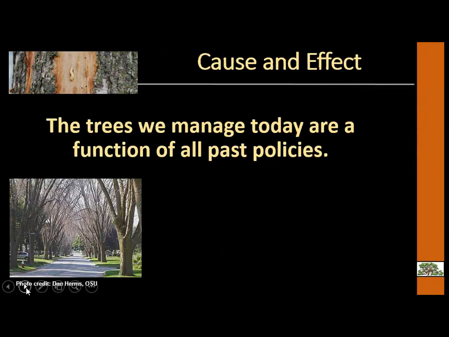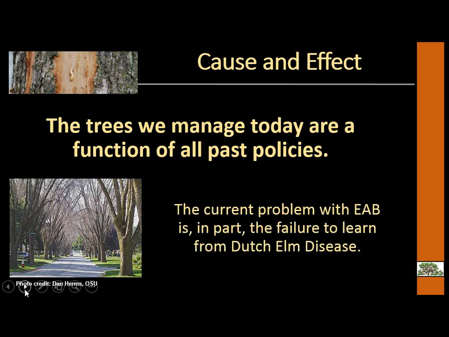spread throughout the state. So I said earlier, the trees we manage today are a function of all past policies, and the image you're seeing right now is a fairly common one. It's used pretty heavily to point out that this particular community could have done something with chemical treatment, and that is certainly so if caught early enough, with the expense associated with it too.